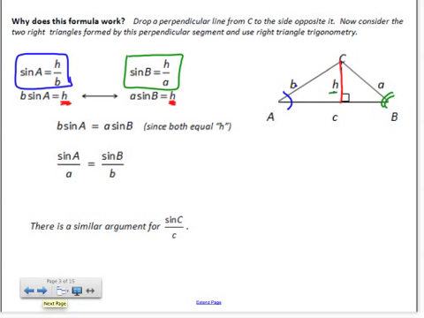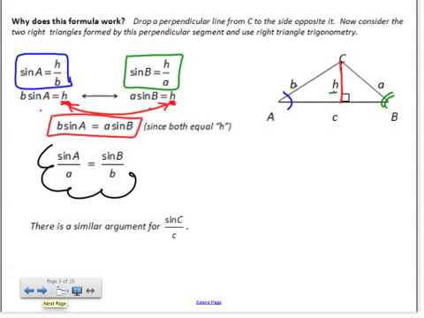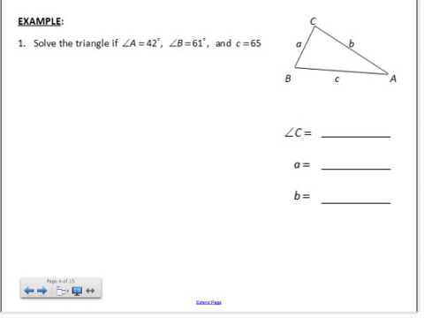In this one, you're going to multiply both sides by B, and in this one, you're going to multiply both sides by A. Notice both of these quantities are equal to each other, since H has to equal H, so B sine A equals A sine B, and we can divide both sides by A and by B, and look at this fabulous formula that we get. That's why it works. Much easier than why the law of cosines works. Okay, so here we are.